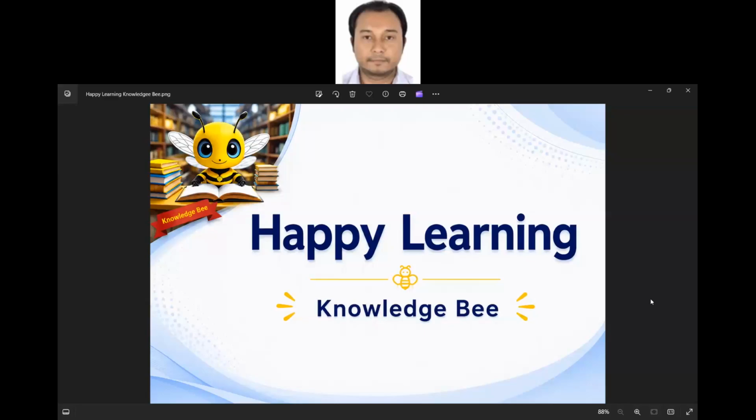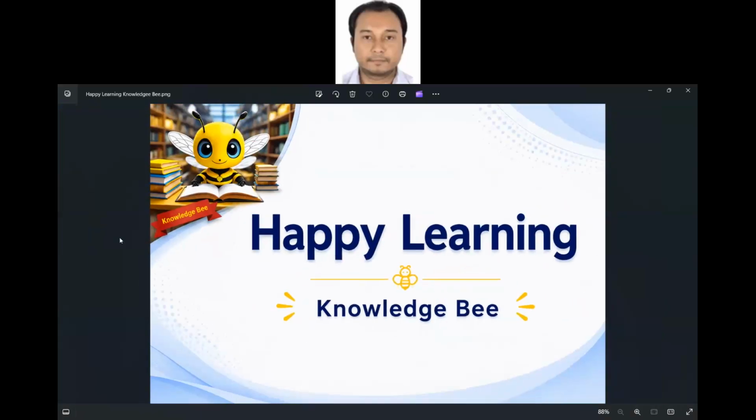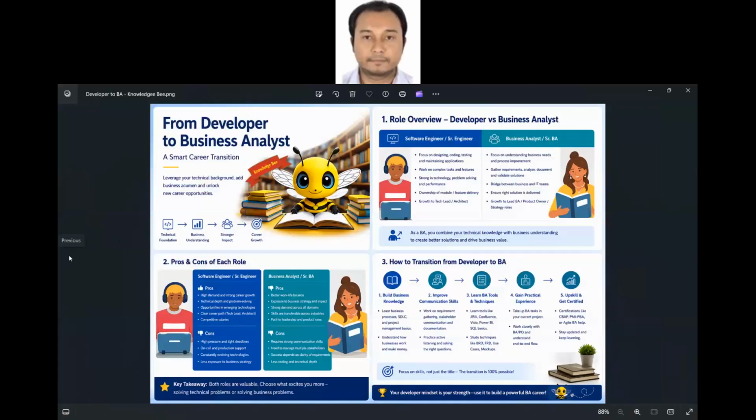Today's presentation is about transitioning from a developer role to a business analyst and understanding how this career shift can open up new growth opportunities. Many professionals from a development background eventually reach a point where they want broader business exposure, more stakeholder interaction, and involvement in solution planning instead of only doing the coding and the technical implementations.